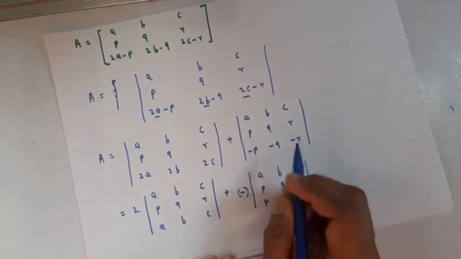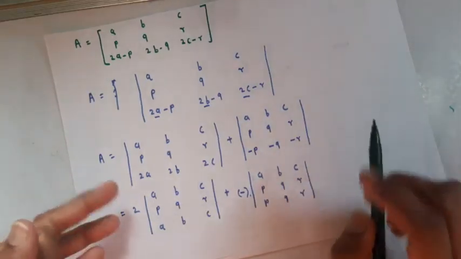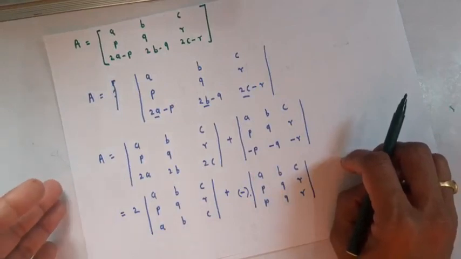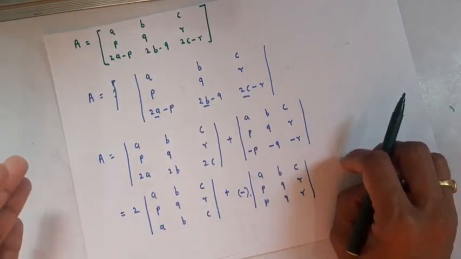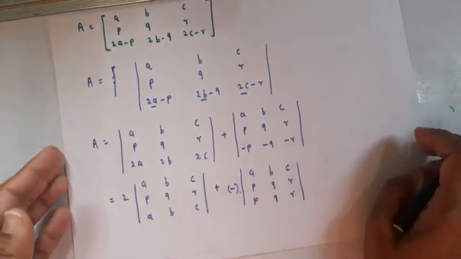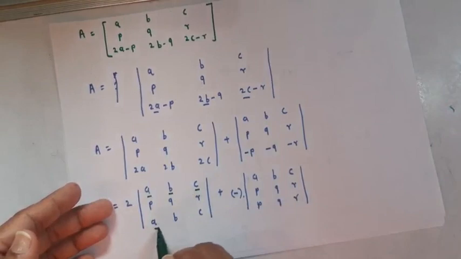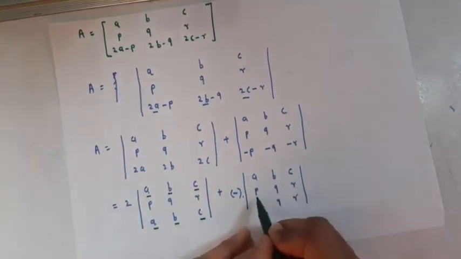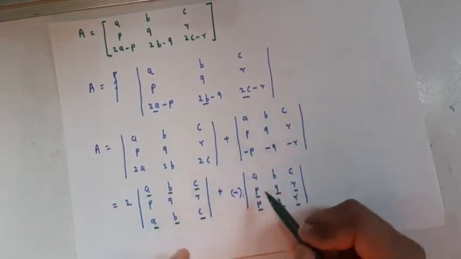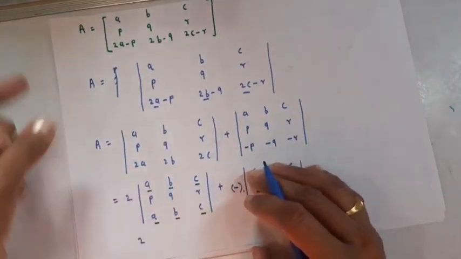So students, one of the properties of determinants is that if any 2 rows or any 2 columns of the determinant are the same or identical, then its determinant value is 0. See students, the first row and third row here are identical. Here, second row and third row are identical. If any 2 rows are identical, its determinant value is 0. So it is not necessary to calculate.